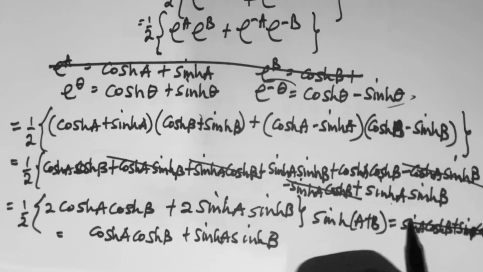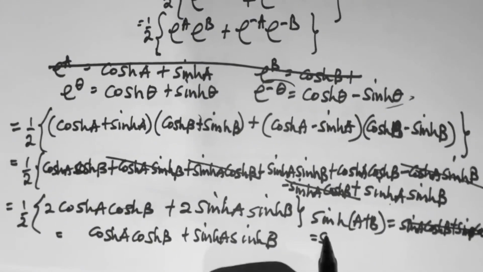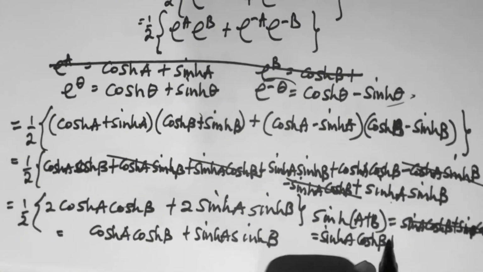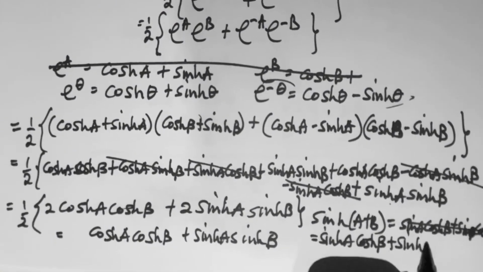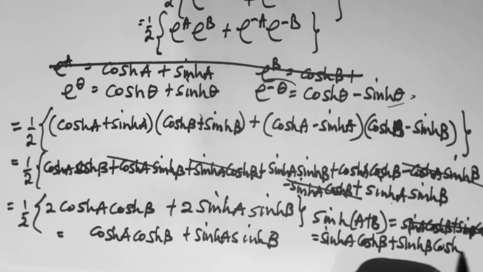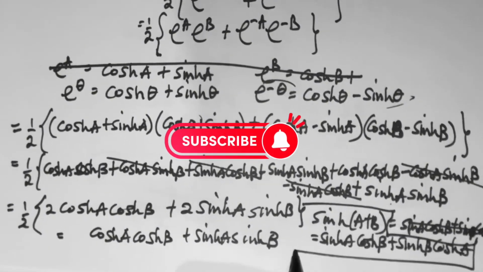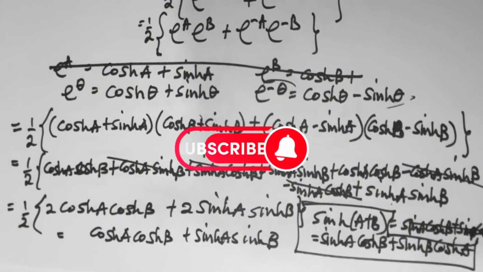So let me write it here. So this is equal to sinh A cosh B plus sinh B cosh A. So we can also use what we have done so far to prove this, and we realize that that is also true.